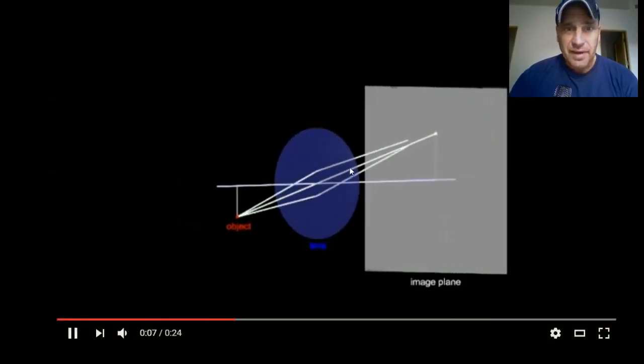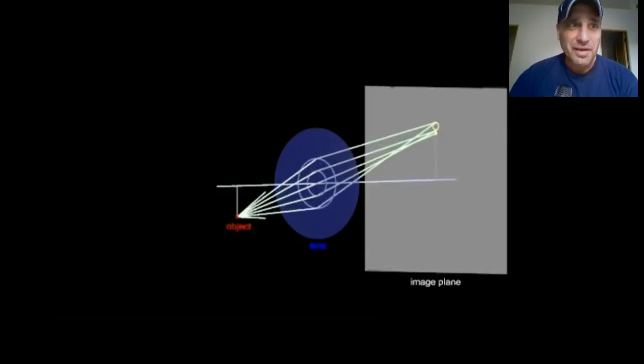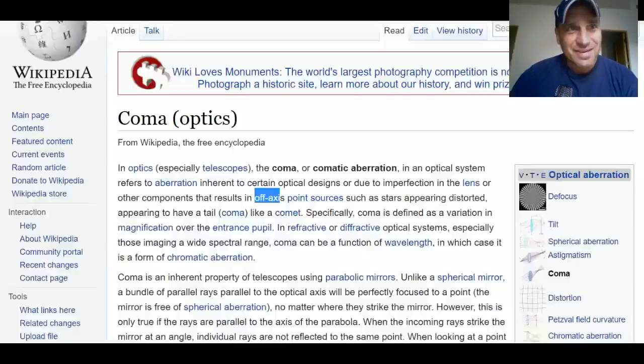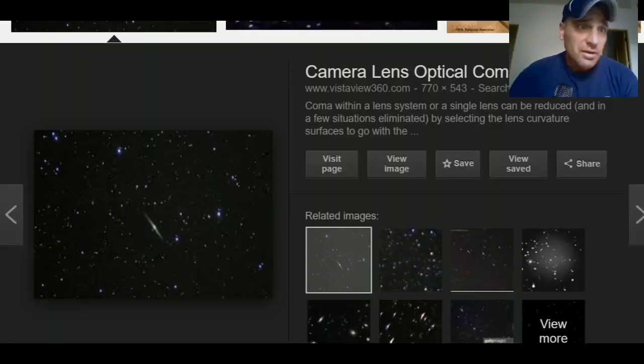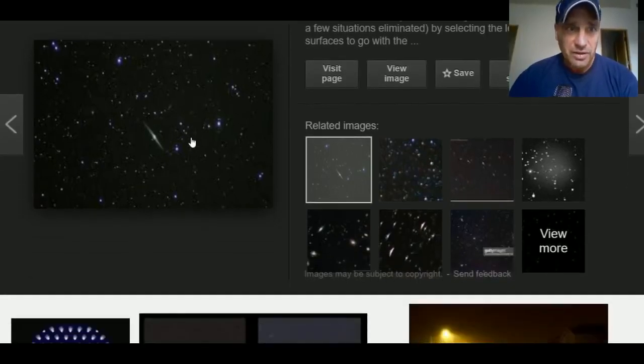It's an off-axis focal point. So it's creating a tail. So all these bright minds in science and over the history of time have been telling you, like Newton, they're all wrong. Gravity is bullshit. Look at this, camera lens optical coma. Okay, when we look at the stars, we're looking at them through the glass.